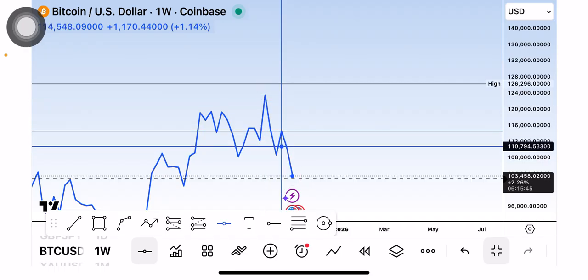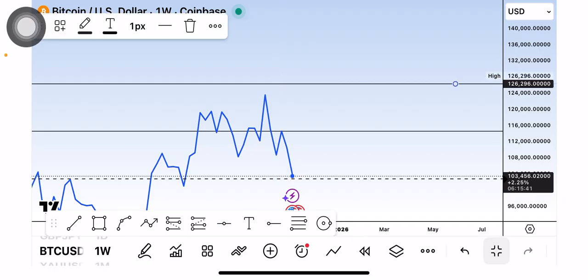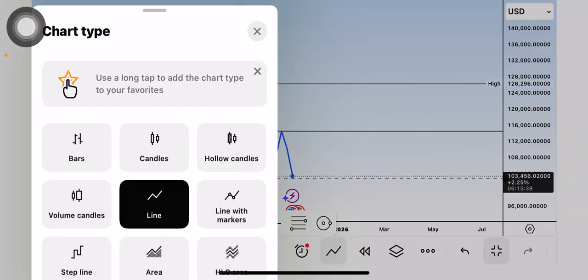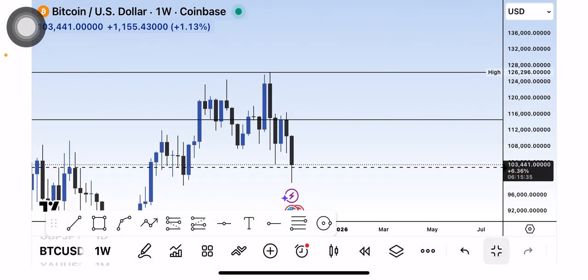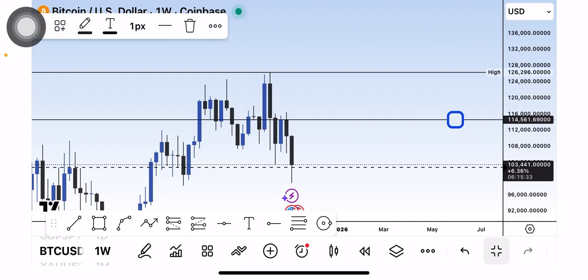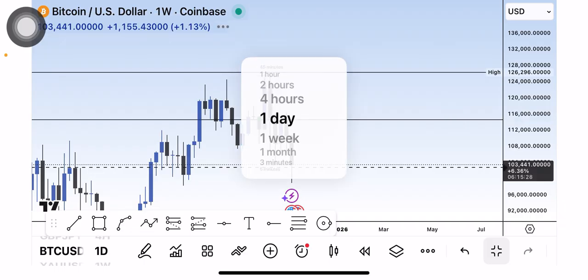So that's how I mark my key level. How many times the market retests that zone, that's how I normally get my key levels. So after marking out here to be my key level, we are going to be expecting a sell from this key level zone down. Now let's go down to the daily time frame.